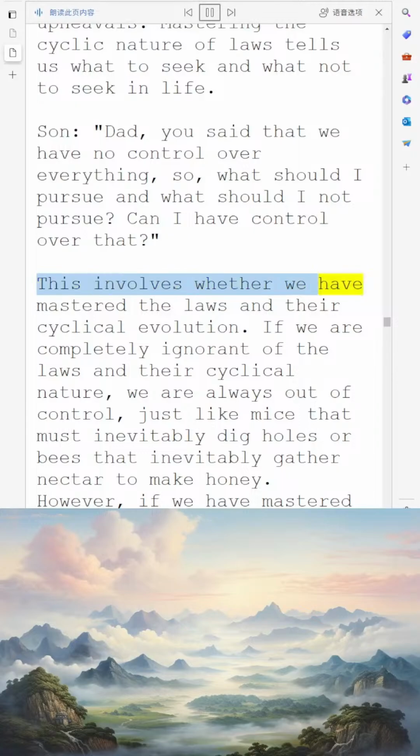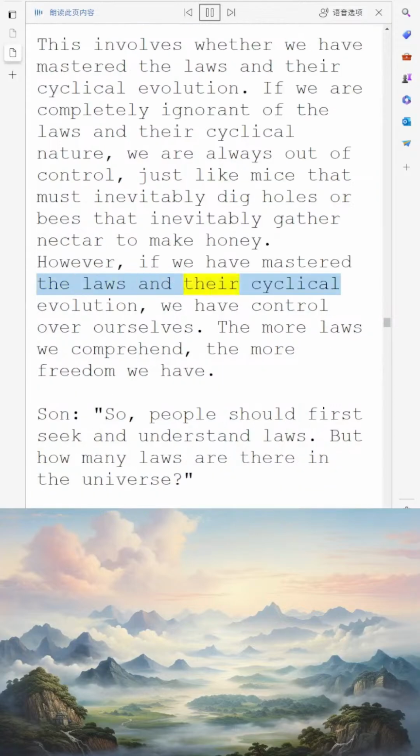This involves whether we have mastered the laws and their cyclical evolution. If we are completely ignorant of the laws and their cyclical nature, we are always out of control, just like mice that must inevitably dig holes or bees that inevitably gather nectar to make honey. However, if we have mastered the laws and their cyclical evolution, we have control over ourselves. The more laws we comprehend, the more freedom we have. Son: So, people should first seek and understand laws.